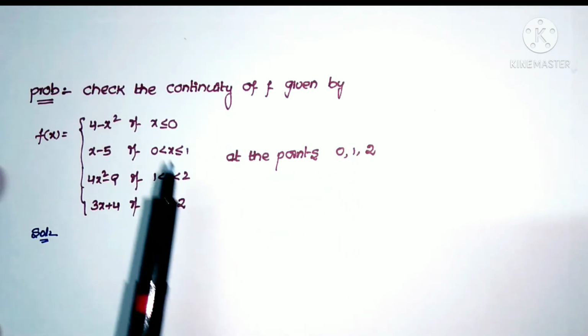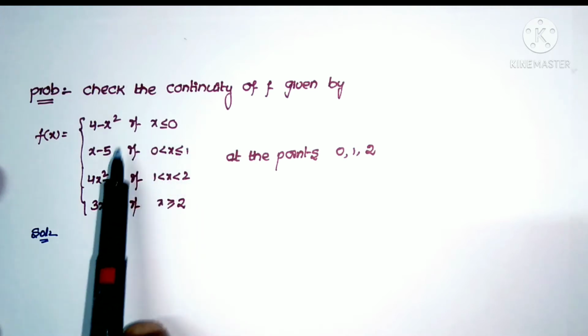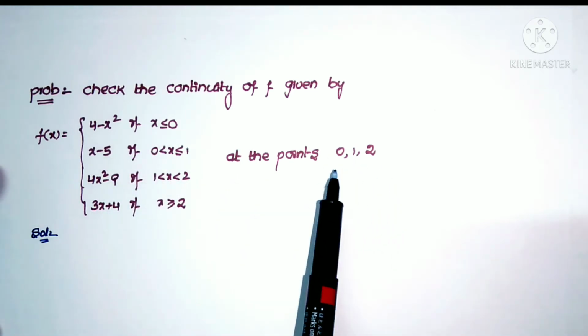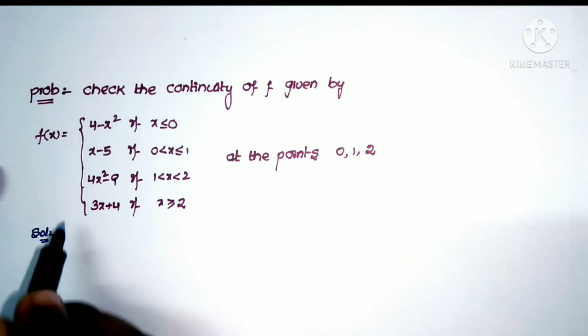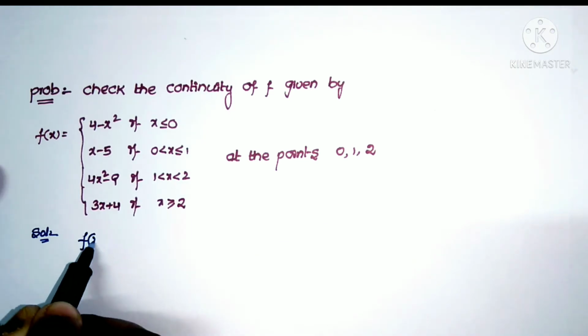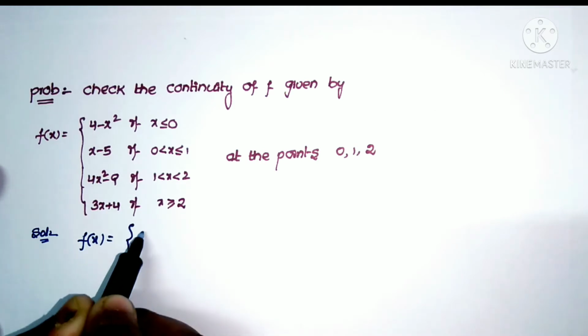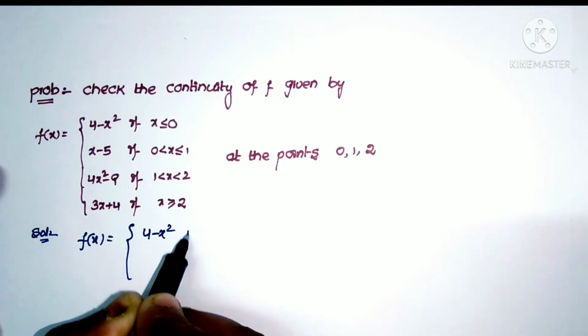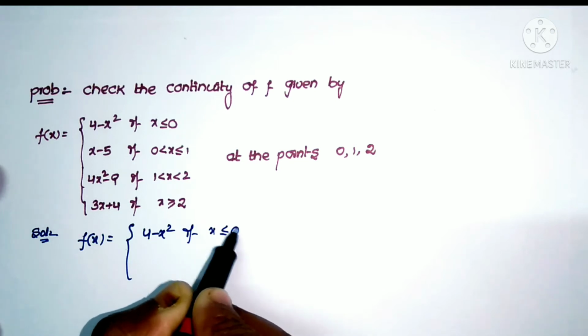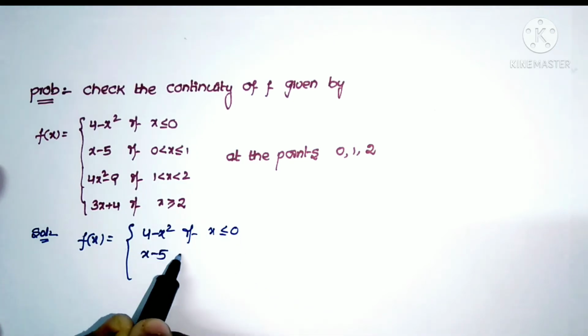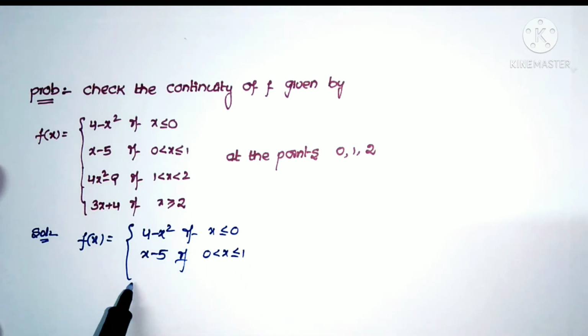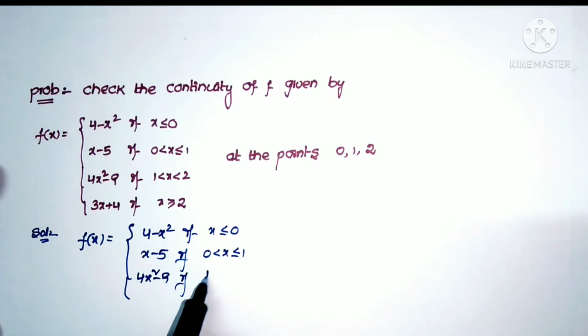That is, we have to check the continuity of the given function at these 3 points 0, 1, 2. So first I write the given function here. Given that f of x is equal to 4 minus x square if x is less than or equal to 0, and this is equal to x minus 5 if 0 is less than x is less than or equal to 1, and this is 4x square minus 9 if 1 is less than x is less than 2, and equal to 3x plus 4 if x is greater than or equal to 2. So this is the given function.